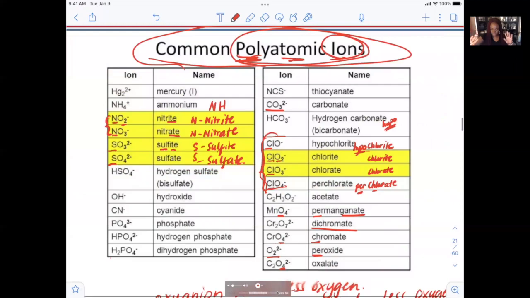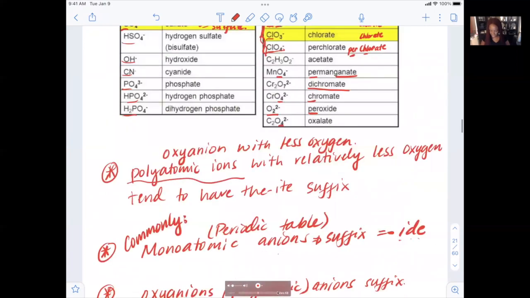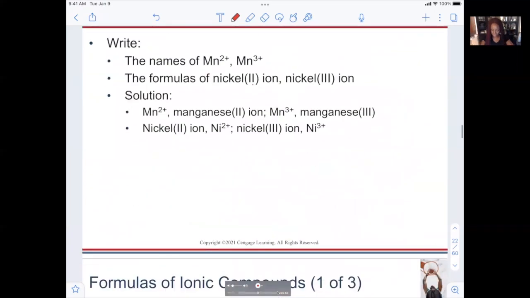So anyway, I'm done with this page, y'all. Please go through, have this list with you. You're going to be going through and naming these ions. Okay, I'm moving on. I've said enough.